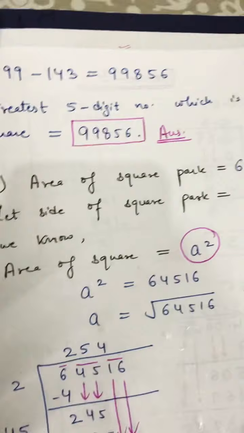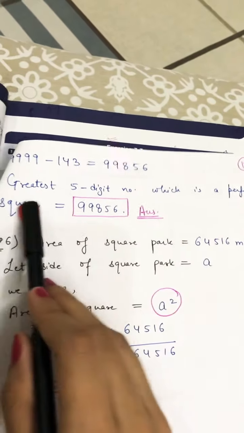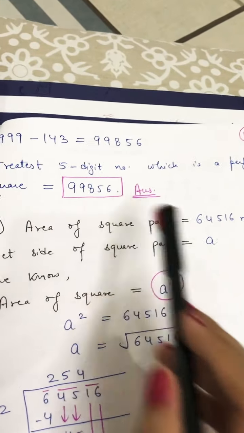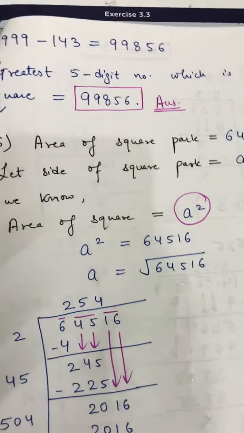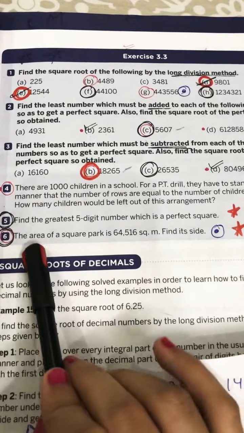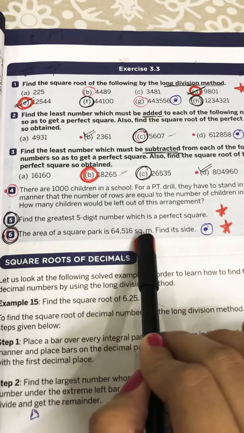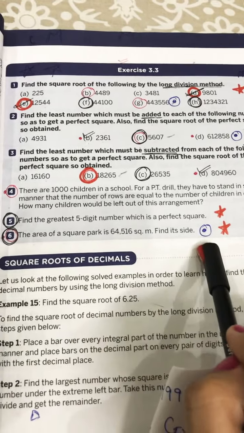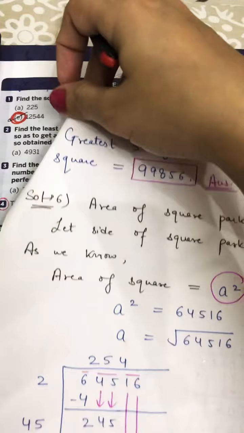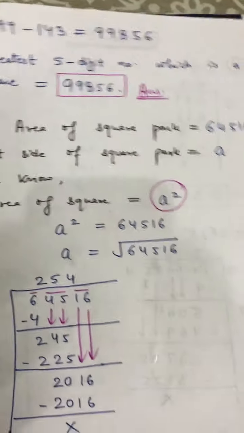Now write it in this way: the greatest 5-digit number which is a perfect square, the answer is 99856. The last question of this exercise is: the area of a square park is given to you in square meters. Find its side. First of all, these three questions are word problems, so please write them in the form of statements.